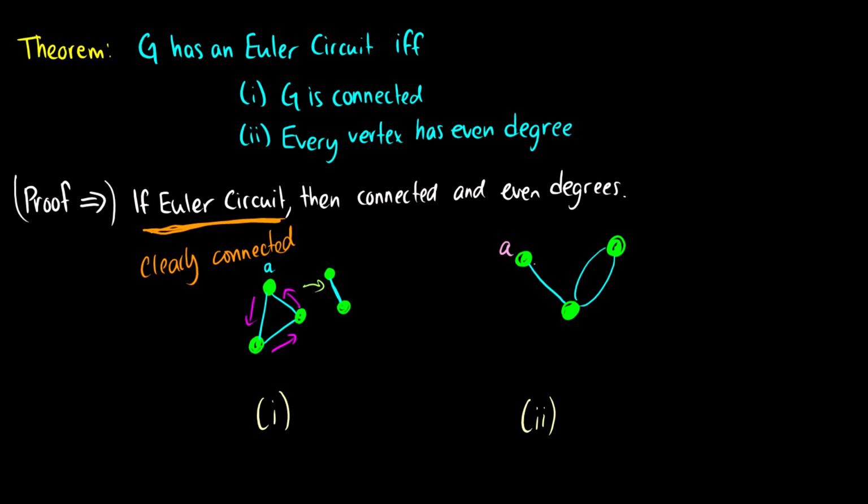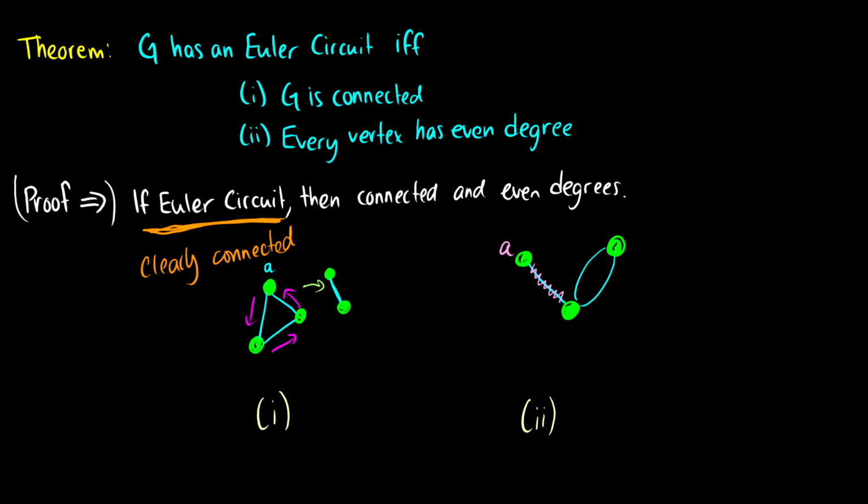We leave A, and now we can't ever return. Ever. So we can't have an Euler circuit. So if the graph has an Euler circuit, then clearly G has to be connected, and every vertex must have even degree because we have to leave and return. So if there is an Euler circuit, we know for sure that it's connected and has even degree.